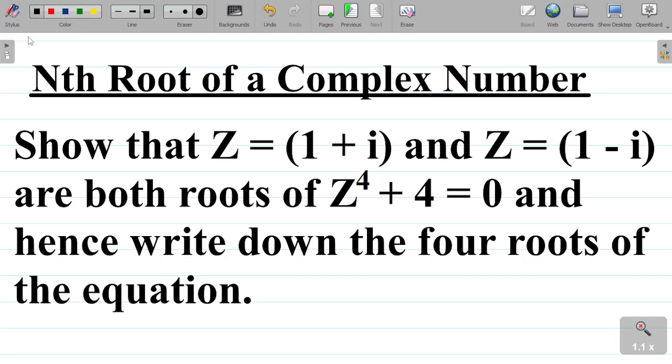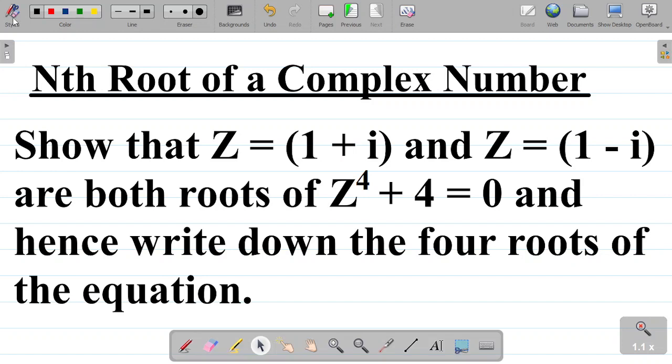In this video, I'll be showing you how to get the nth root of a complex number. Alright, now let's look at the question here. I'll be using this question to teach you how you can find the nth root of a complex number.